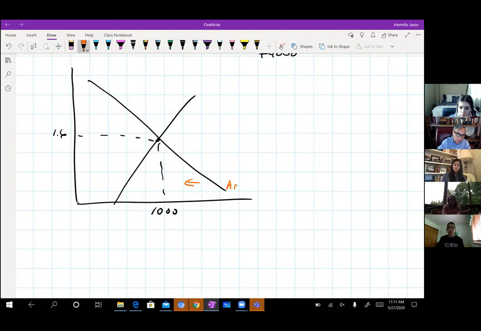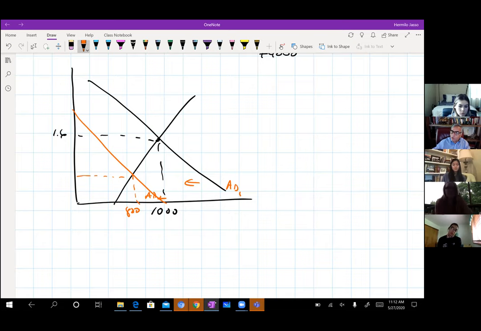And now we end up someplace right here. We end up at 800. This is in billions of dollars, a small country, right? Prices decrease because nobody's buying. Now, what happened to unemployment when AD decreased from AD1 to AD2? If nobody's buying, companies are not producing, and they don't have people working.